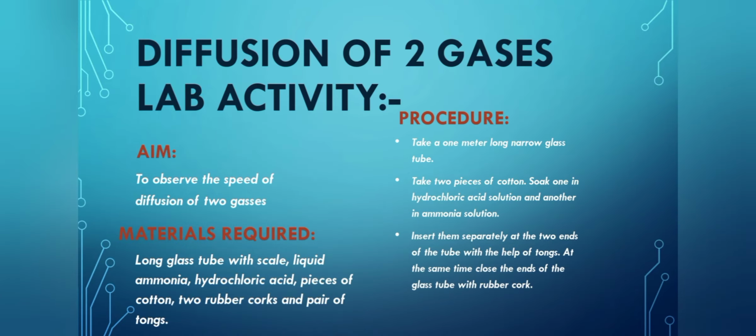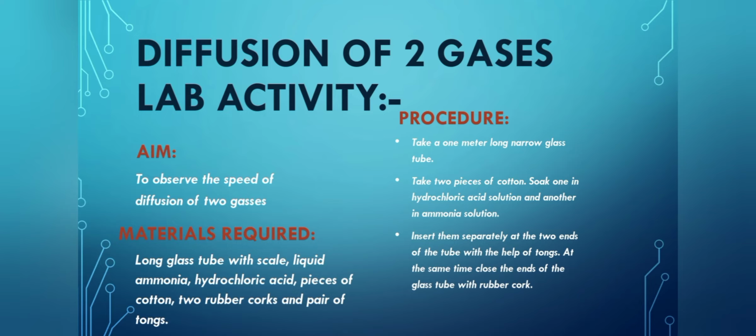Now let's see an activity to observe the speed of diffusion of two gases. Materials required for this activity are a long glass tube with scale, liquid ammonia, hydrochloric acid, pieces of cotton, two rubber corks and a pair of tongs.